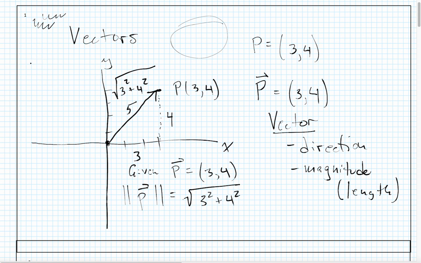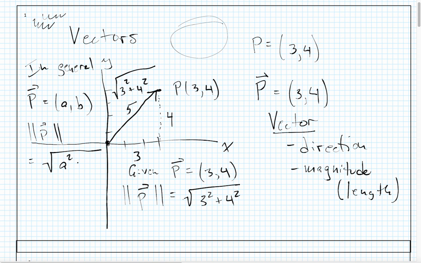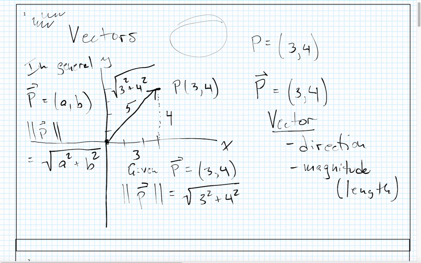So in general, if I'm given some vector P, which is equal to some arbitrary (a, b), then we would say that the magnitude of P is equal to the square root of a squared plus b squared. And again, I hope that so far this is all review for you. A couple of more things we want to say about vectors.